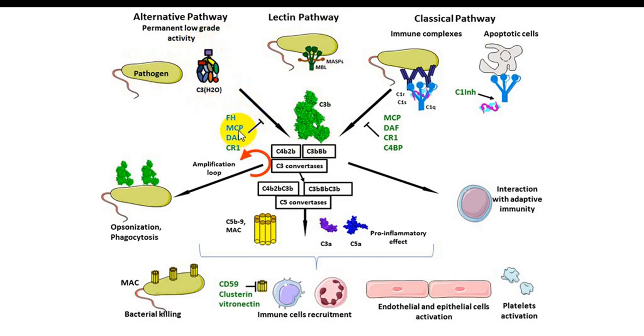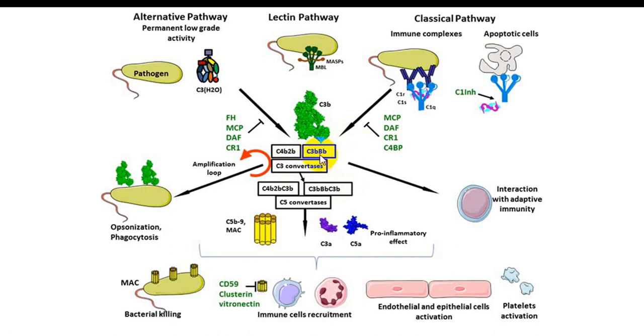And each of the three pathways, whether it is the alternative pathway, the lectin pathway, or the classical pathway, all three meet at the level of C3 convertase. When I talk about C3 convertase, the C3 convertase of the classical pathway is different from that of the alternative pathway. The C3 convertase of the classical pathway is C4b2b, whereas the C3 convertase of the alternative pathway is C3bBb.